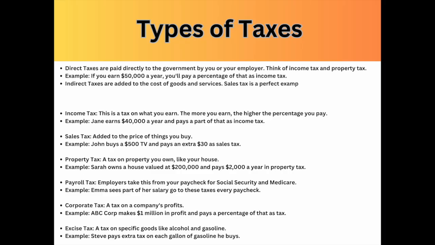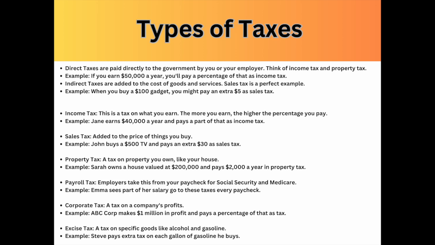So now let's look at the different types of taxes. Well, there are two main types of taxes: direct tax and indirect tax. So direct taxes are paid directly to the government by you or your employer. Think of an income tax and property tax. If you earn $50,000 a year, you will pay a percentage of that as income tax. So you will be paying this directly to the government.